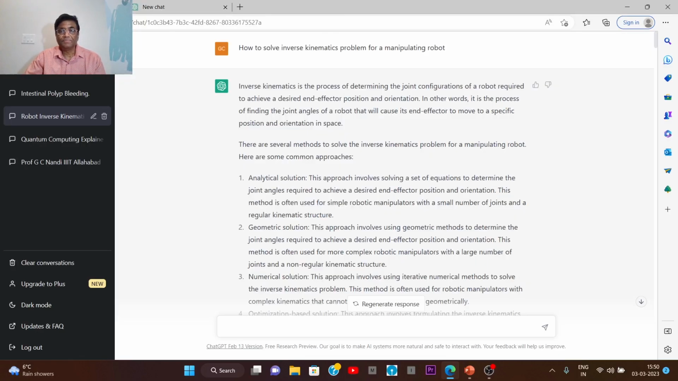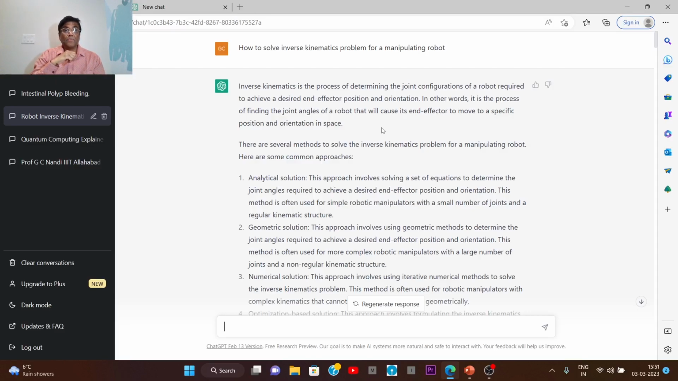Okay. So I was trying to solve a couple of fundamental robotics problems using prompt. And through prompt, I was asking the question of how to solve inverse kinematics problem for a manipulating robot. Okay. And what is inverse kinematics, forward kinematics? Those who have undergone the robotics course already know. But even if you do not know, say a manipulating robot is just like my hand. Okay. So we train our students how to model a hand-like robot.